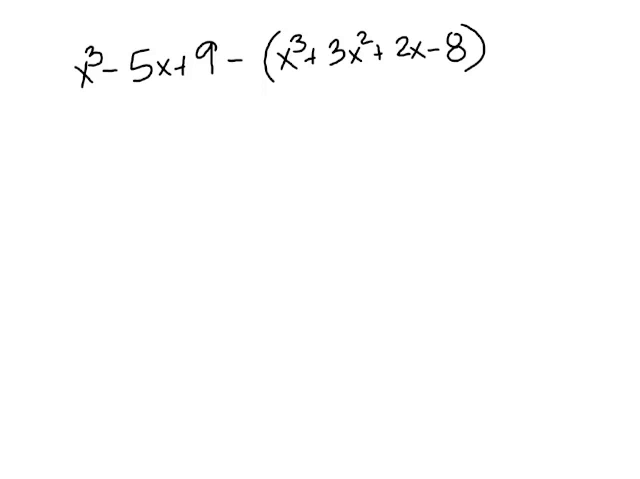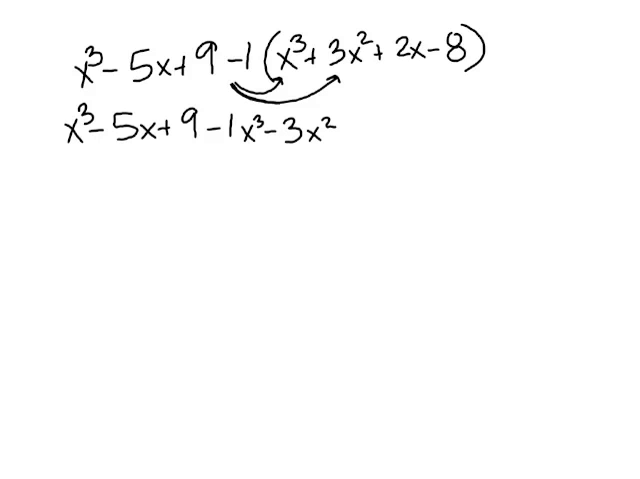What do I need to do to get rid of this set of parentheses? Okay, I need to distribute the -1 through. So let's rewrite it. I have x cubed minus 5x plus 9, and then distribute this through: -1 x cubed, and then again -3x squared, -2x, positive 8.